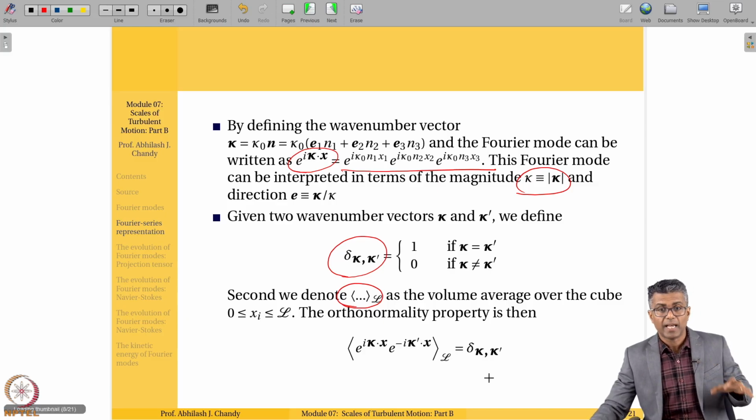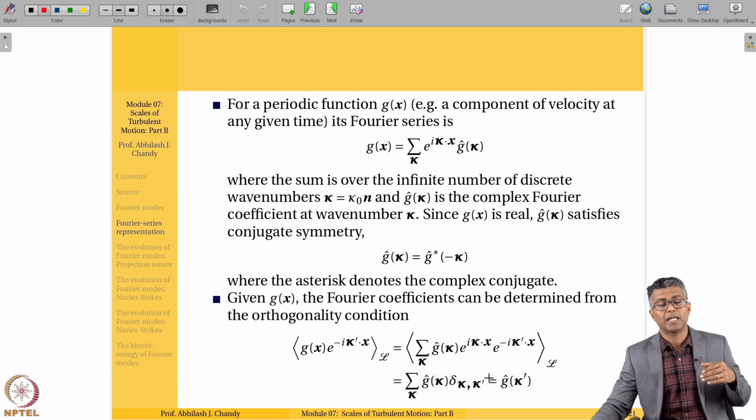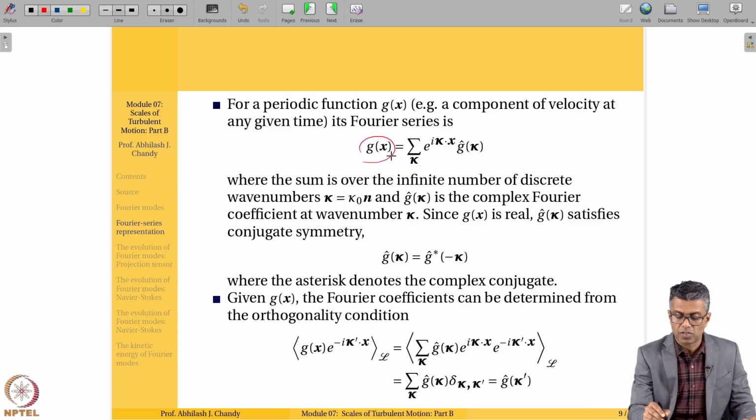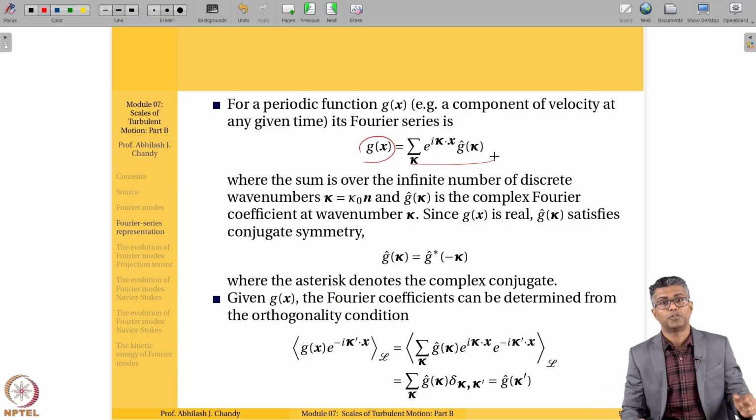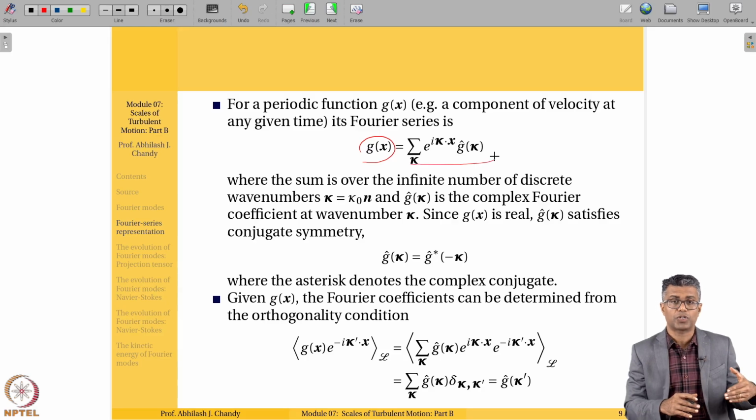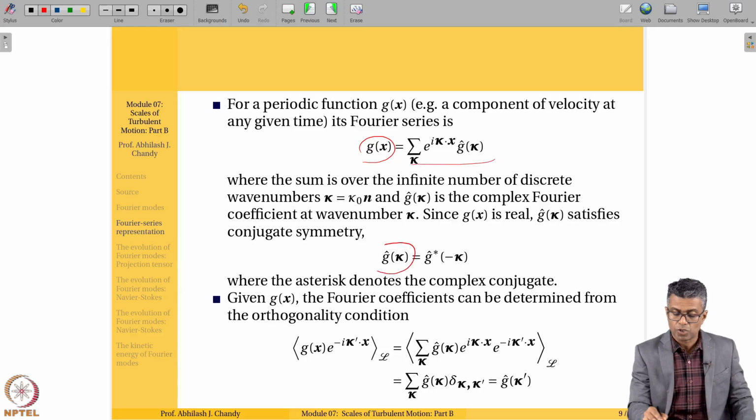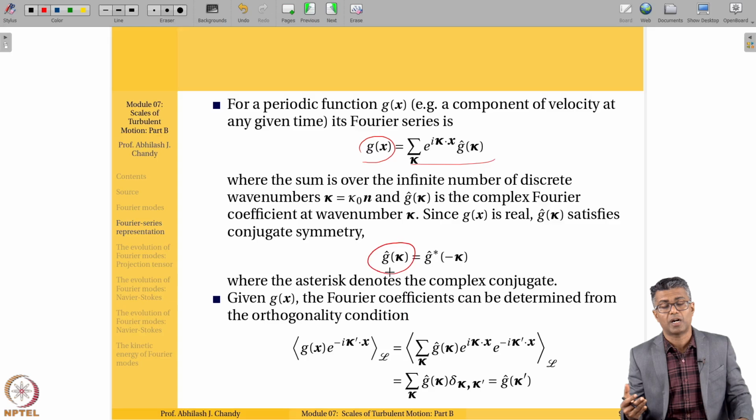Okay, so with that all defined, let's say we define a Fourier series of any real function, which is periodic of course, g of x, and g of x is defined as the Fourier inverse of g hat of kappa, isn't it? G hat of kappa being the Fourier modes of g of x. Now g hat of kappa, being a complex Fourier coefficient, will satisfy the conjugate symmetry. So g hat of kappa is g hat star of minus kappa. Star indicates that it is a complex conjugate. Minus kappa would be for all the negative wave numbers.